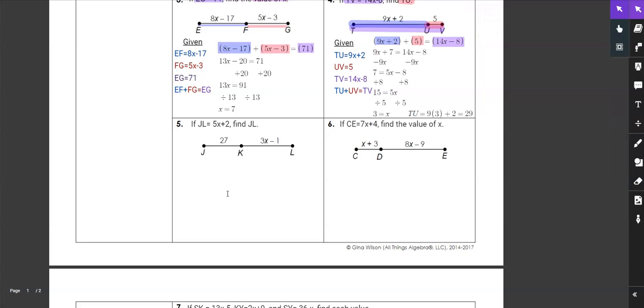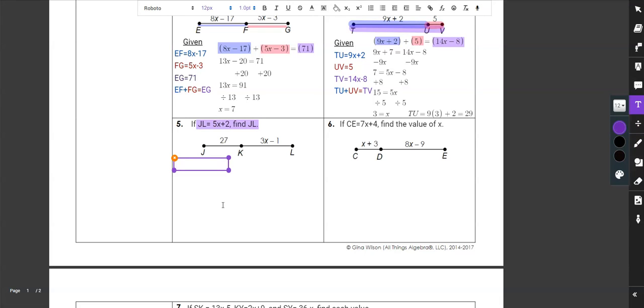Okay, now moving right along. I'm not going to color code the next two because I only needed to do that for one of each, but I will still be doing the same process as well as some highlighting and indicating of where things are. So number 5 says if JL is 5x plus 2, they want us to find JL. So again, what we're going to do is start by making our list of givens, and I'm going to do that in whatever color I want. And I am going to do the underline.